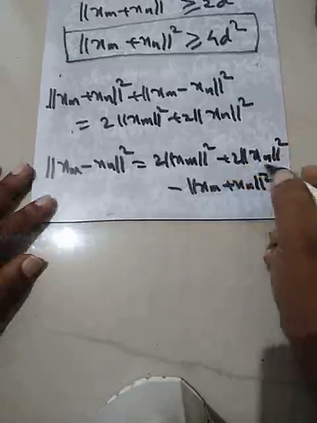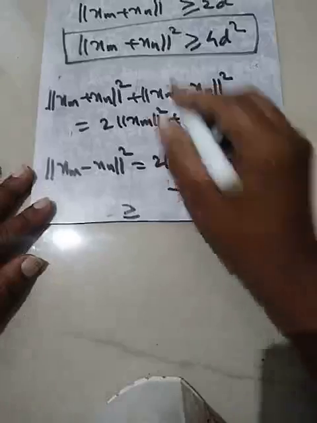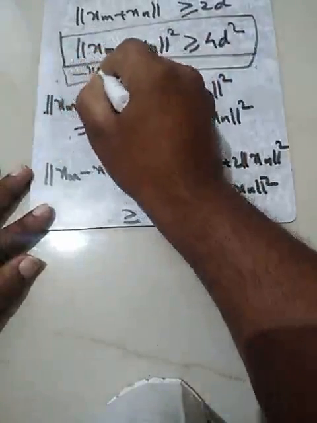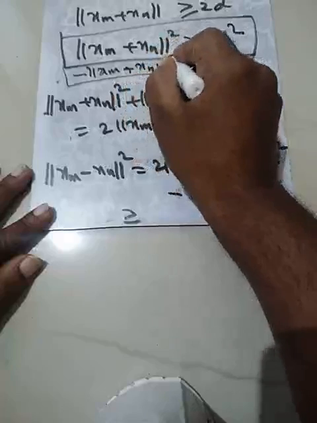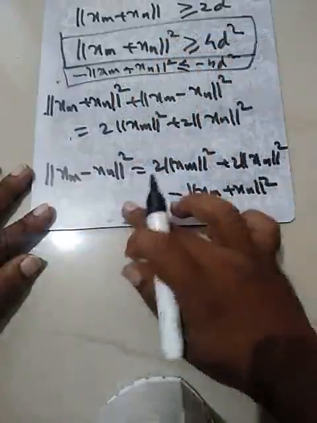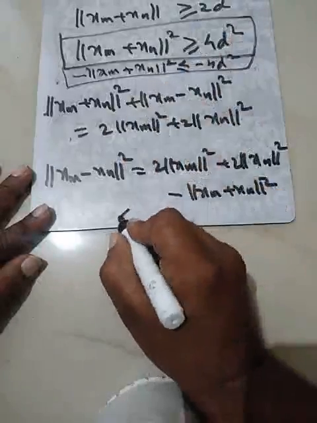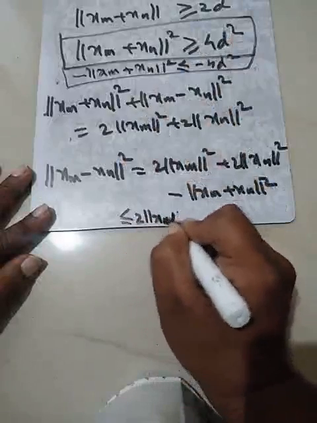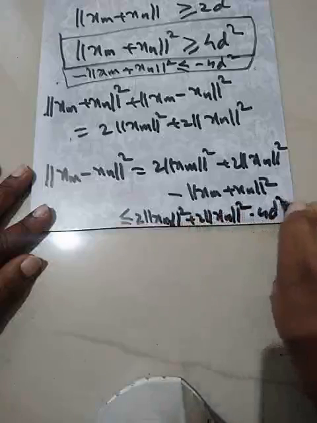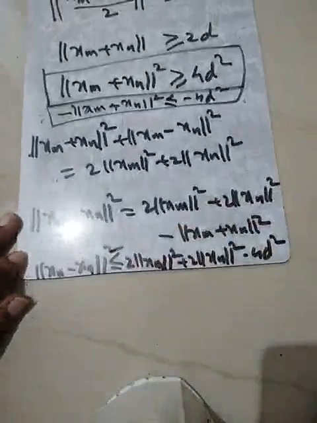So what do we get from here? This is greater than or equal to the term over here. So if this is greater than or equal to this thing, multiplying by a minus sign, it changes: minus norm of xm plus xn whole square is less than or equal to minus 4D square. Because of the negative sign, this term stays as it is, so it is less than or equal to 2 norm xm whole square plus 2 norm xn whole square minus 4D square. What is here? Norm of xm minus xn whole square. So this is what we have got.